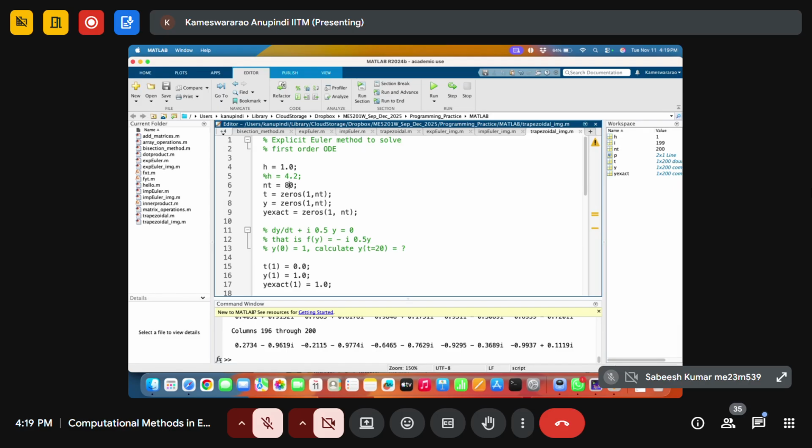Ideally, I should have written just one program with a switch statement for explicit Euler, implicit Euler, trapezoidal, and then explicit imaginary, implicit imaginary, and trapezoidal imaginary. I did not do that. I just copy pasted the code and wrote different programs. But you are welcome to modify all these programs such that you write one program for all three methods for real right-hand sides, and one program for imaginary right-hand sides. That is going to simplify the programs.